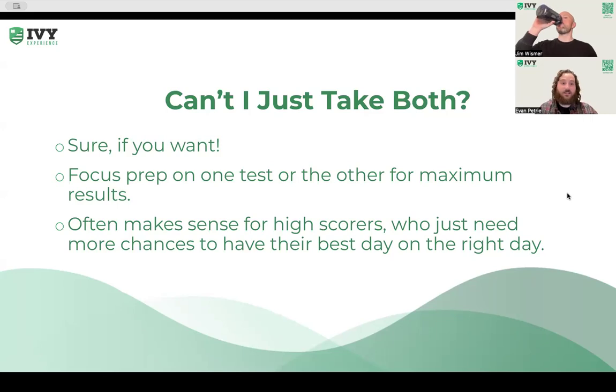It could make sense to take both SAT and ACT for specific students, specifically high scorers for whom it doesn't really matter which test they're taking. In certain cases they may just need more chances to have their best scoring day on the right day, essentially.